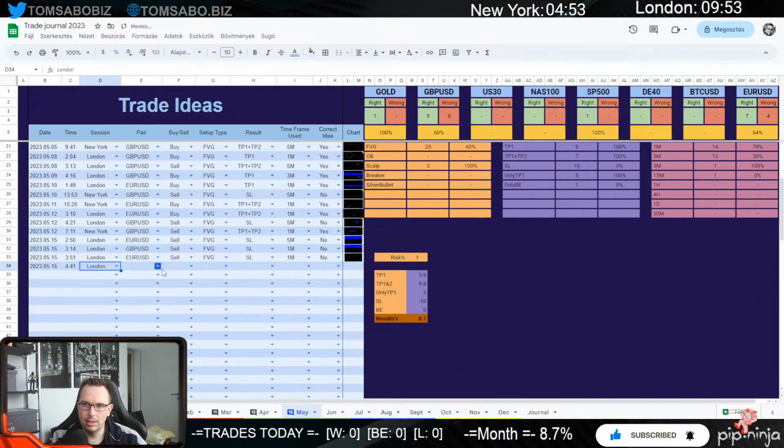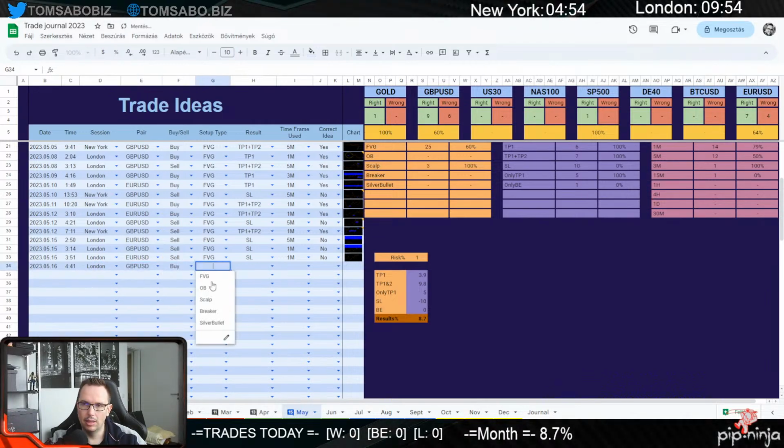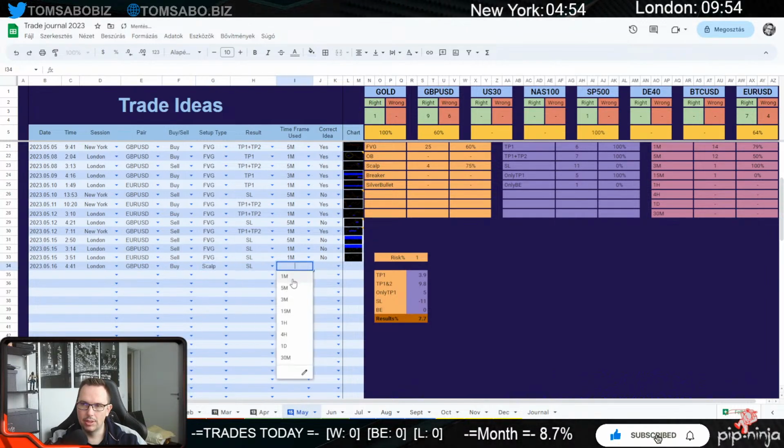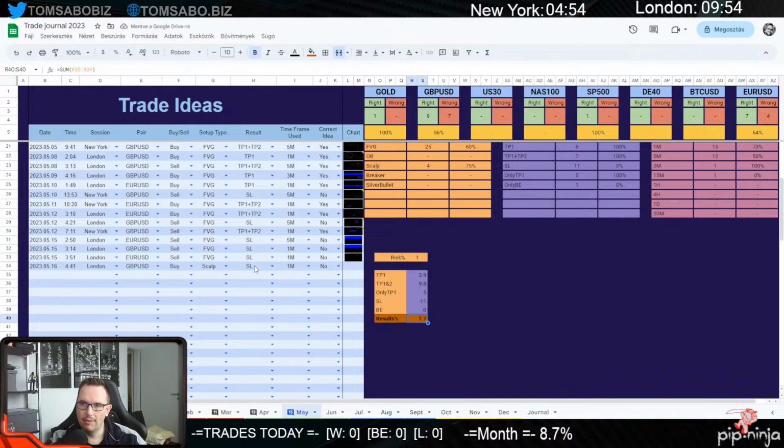Took it at London. It was a pound, sorry, buy. It was a scalp. Stop loss on the 1 minute. I'm down 1%. 1, 2, 3, 4 stop losses in a row.